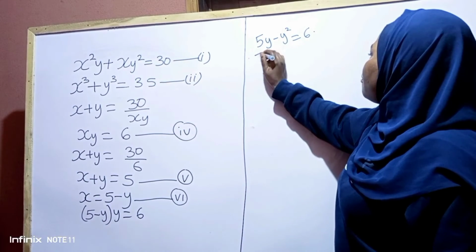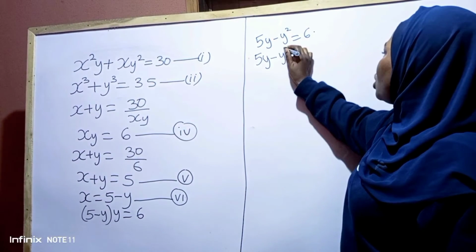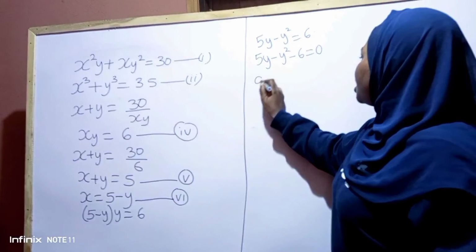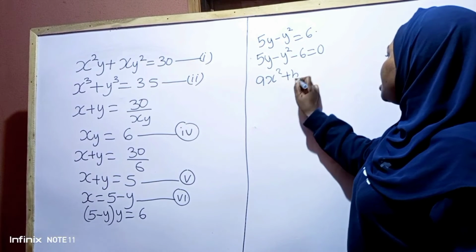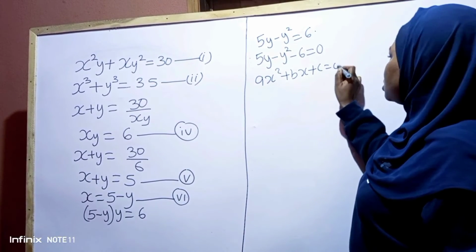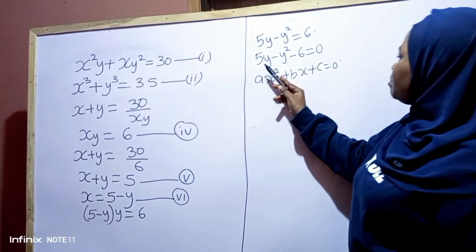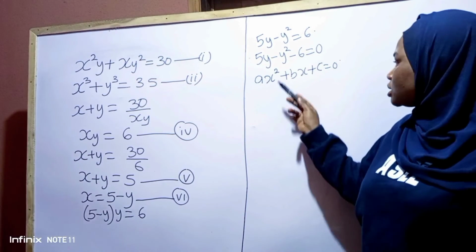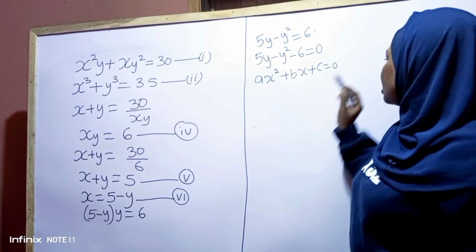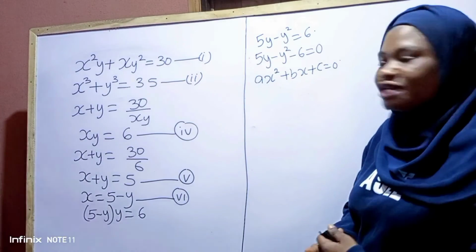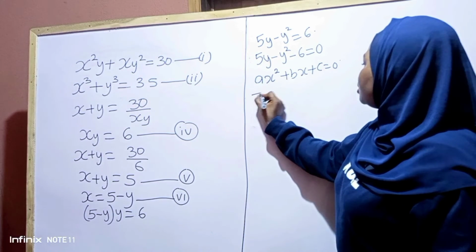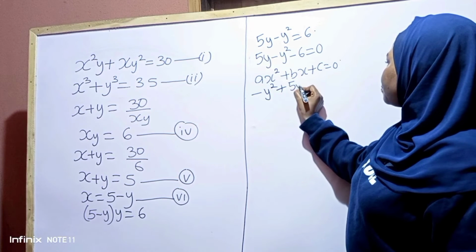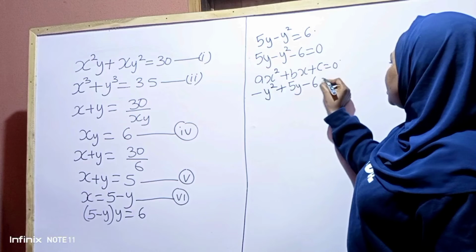So I can now have 5y minus y squared minus 6 is equal to 0. Let me arrange it to be in the form of ax squared plus bx plus c is equal to 0. So it's in quadratic form now. I will have minus y squared plus 5y minus 6 is equal to 0.